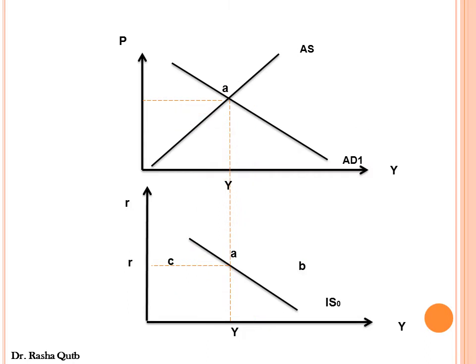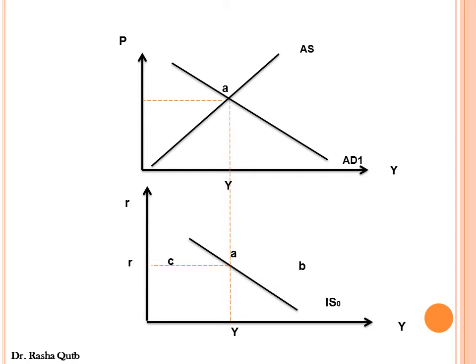Any point on the IS curve is an equilibrium point where aggregate demand equals aggregate supply. Any point off the IS curve is not a point of equilibrium in the goods market.